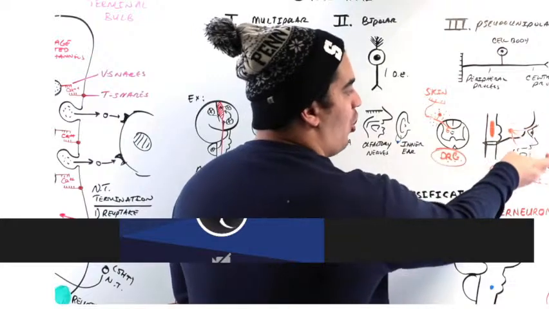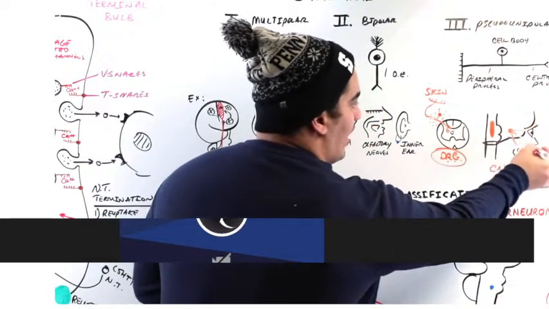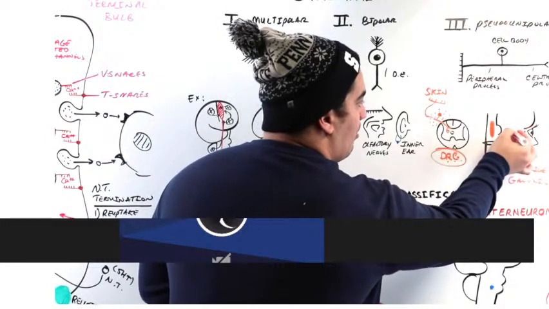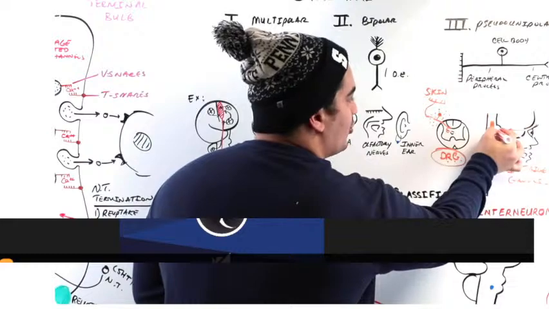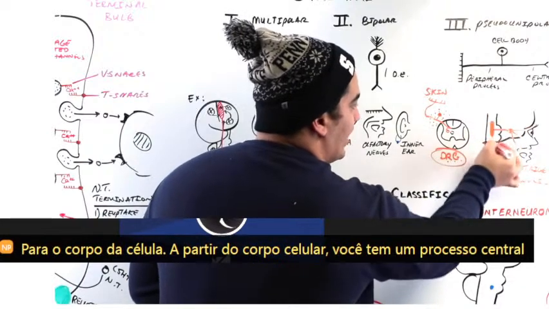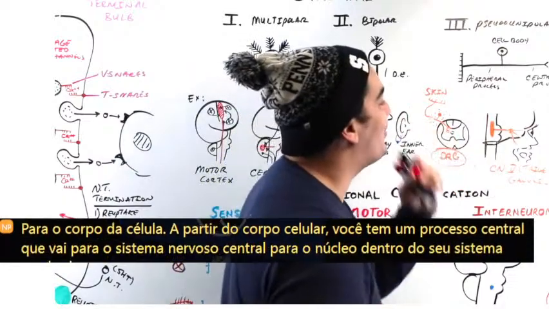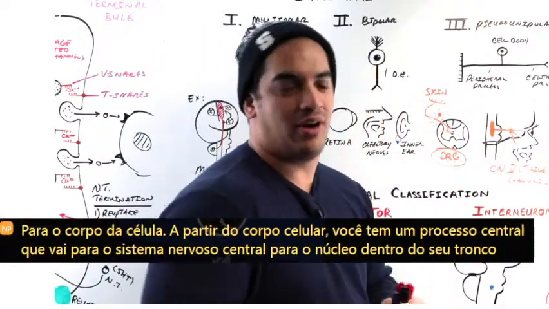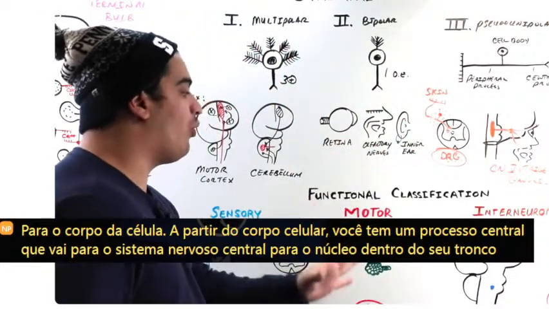But they're picking up sensations all from the face. Those sensations travel down the peripheral processes to the cell body. From the cell body, you have a central process that goes into the central nervous system to the nucleus inside of your brainstem, which is your trigeminal nucleus. That's another example of a pseudounipolar neuron. All right, beautiful. That's the structural classification. Let's hit the functional, more important one.